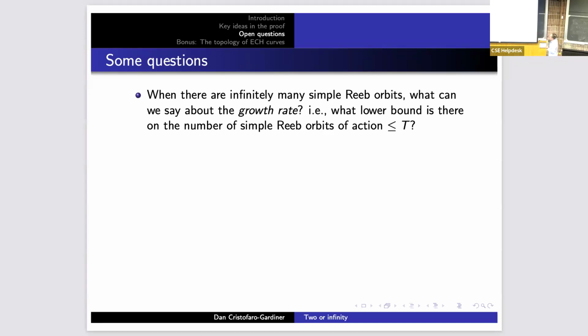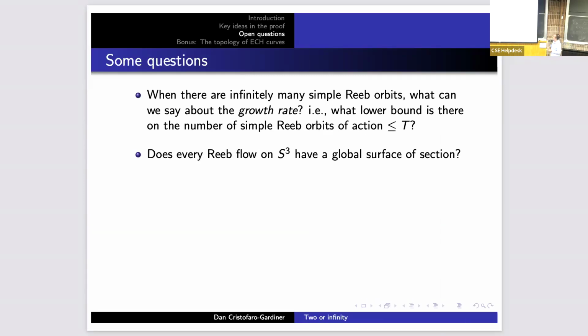Now that you have infinitely many, maybe the next natural question to ask is how fast they actually grow. You can look at the number of simple Reeb orbits of action less than or equal to t and ask how that grows as a function of t. As far as I know, nothing is known about it. You'd like to say that it grows at least as fast as the primes themselves, but the conjecture others have convinced me of is that it has to grow at least quadratically. If there's positive entropy, then it has to grow exponentially in t. But in the 0 entropy case, it's an interesting question, and I think the conjecture is that it has to grow at least quadratically.